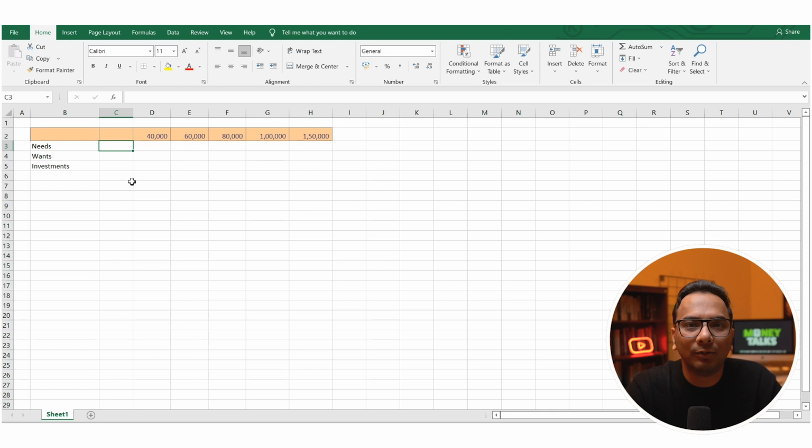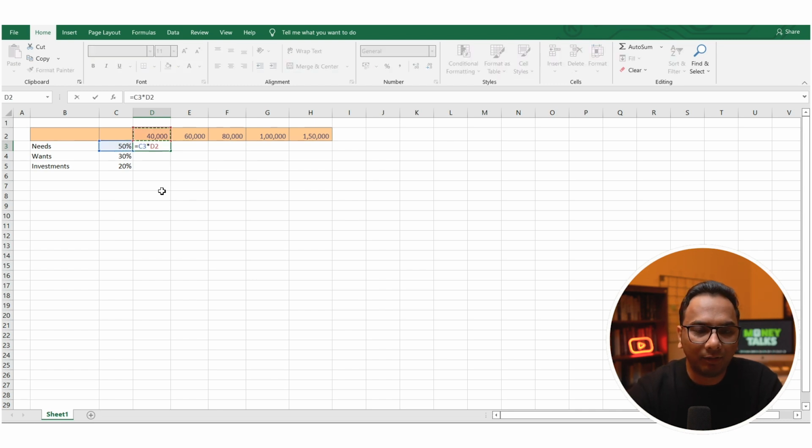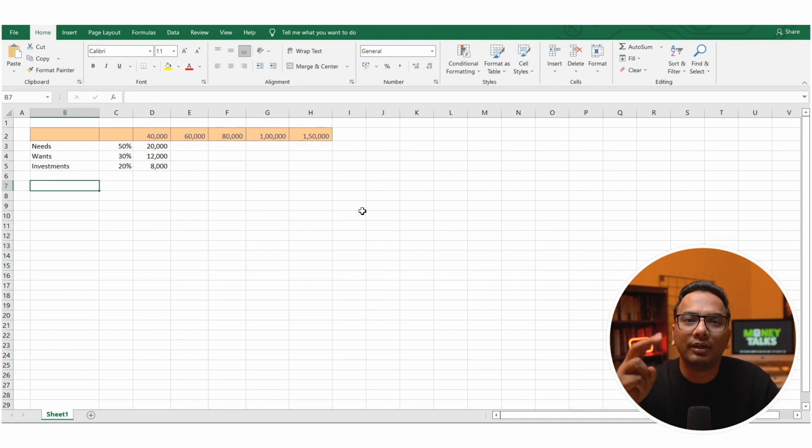And now we are back to the old framework of needs, wants and investments. 50% for needs, 30% for wants and the balance 20% for investments. So what is your overall breakup now? The 50% of 40,000 income will go towards needs. The 30% of 40,000 will go towards wants. And the balance will be for investments. And we know rent is the part of needs bucket. So how much of this needs bucket can go towards rent?